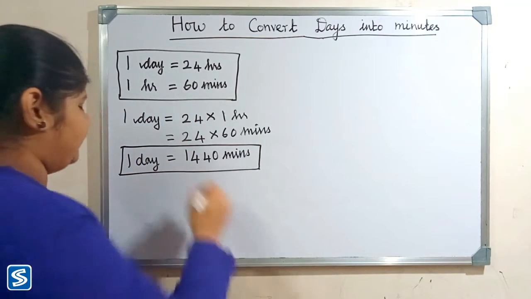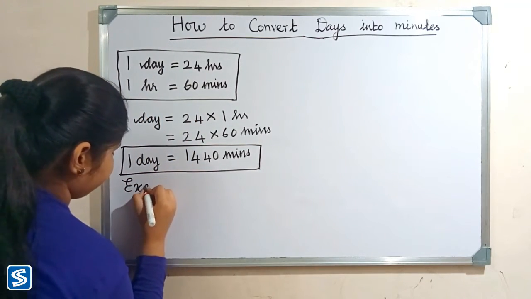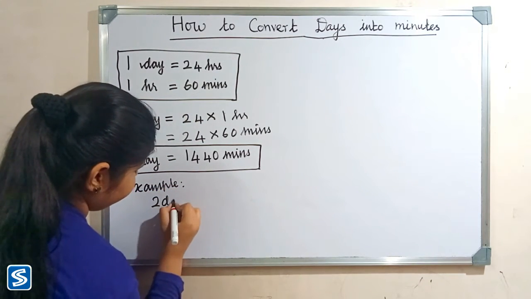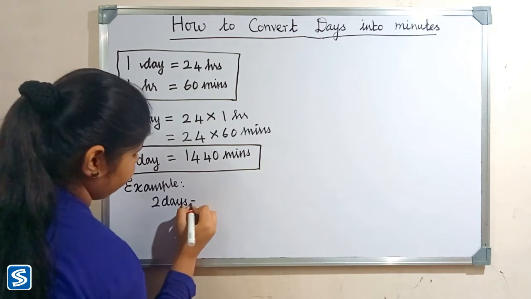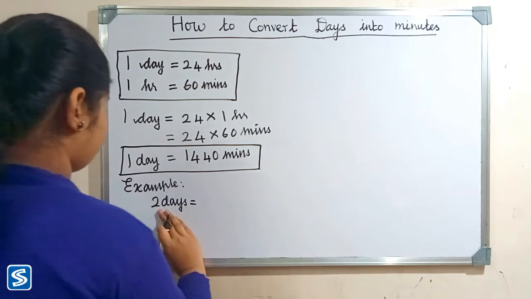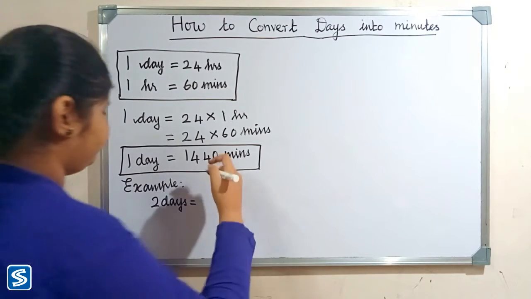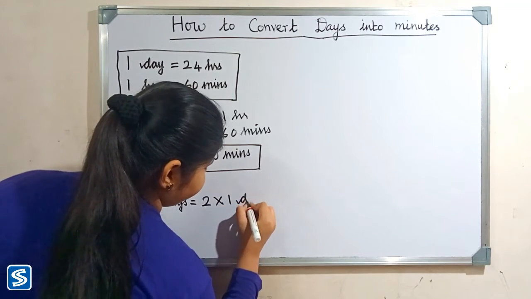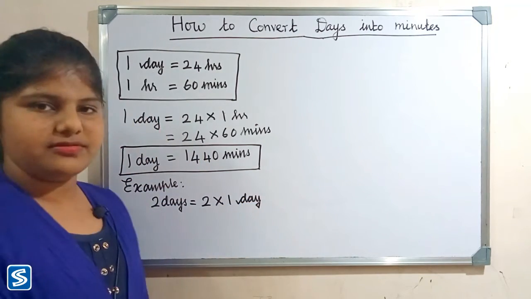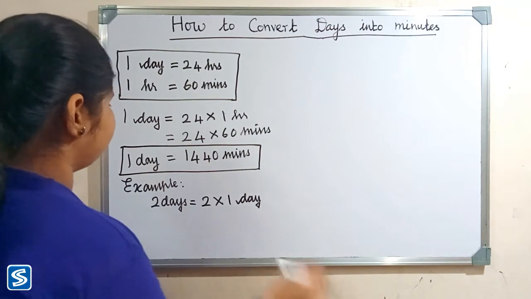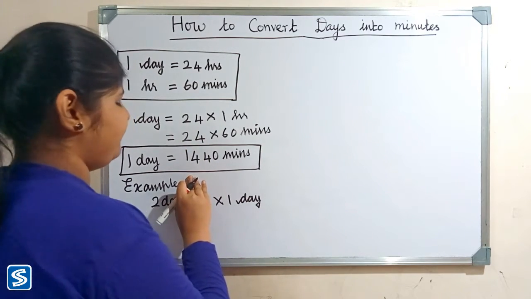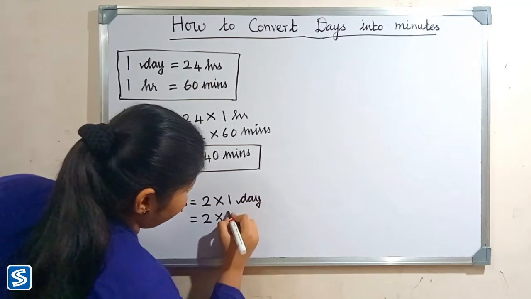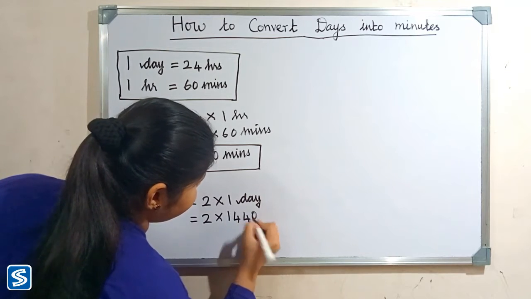For example, we can take 2 days. So 2 days can be written as 2 multiply 1 day. So now we have to substitute 1440 minutes in the place of 1 day. So 2 multiply 1440 minutes.